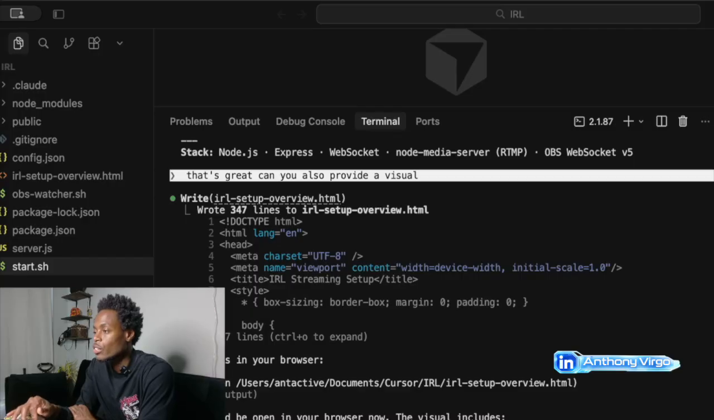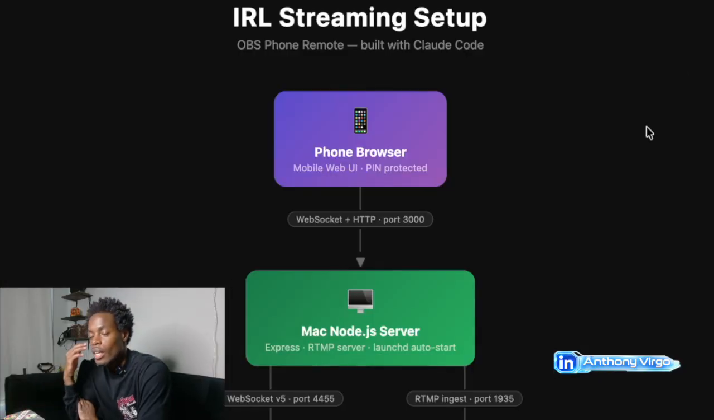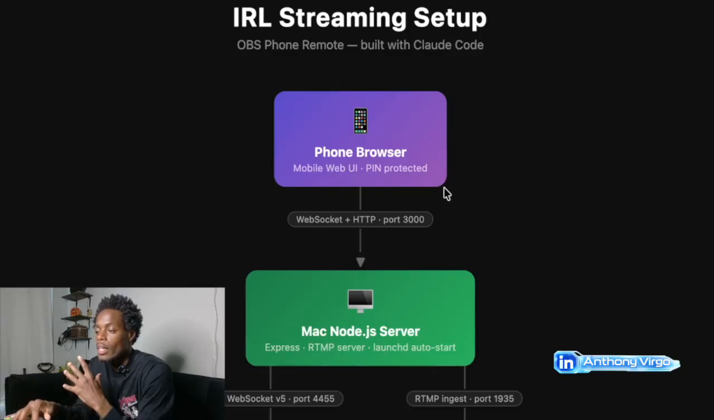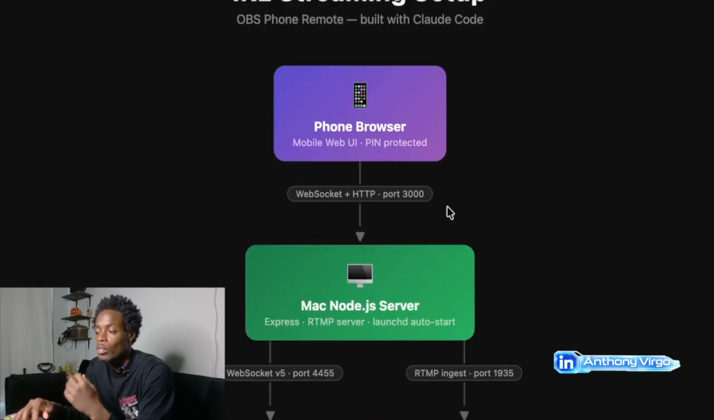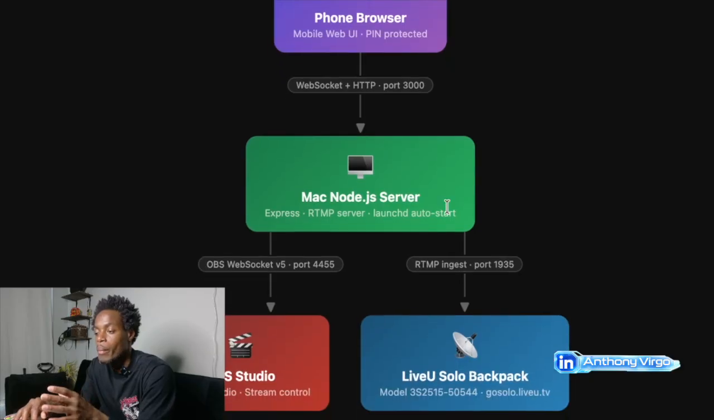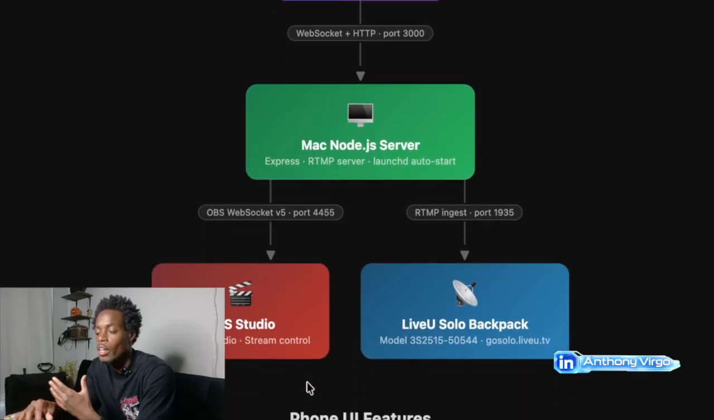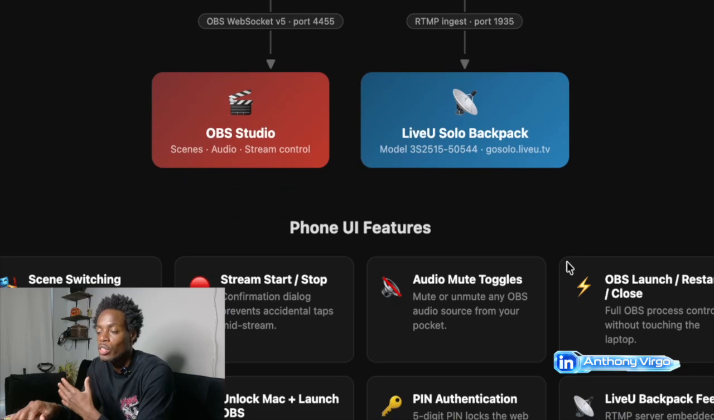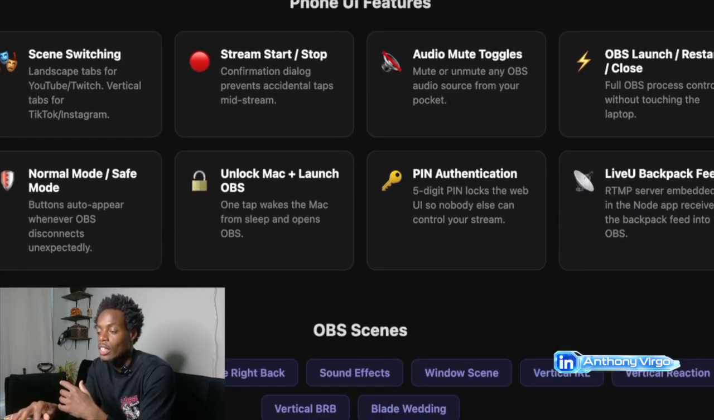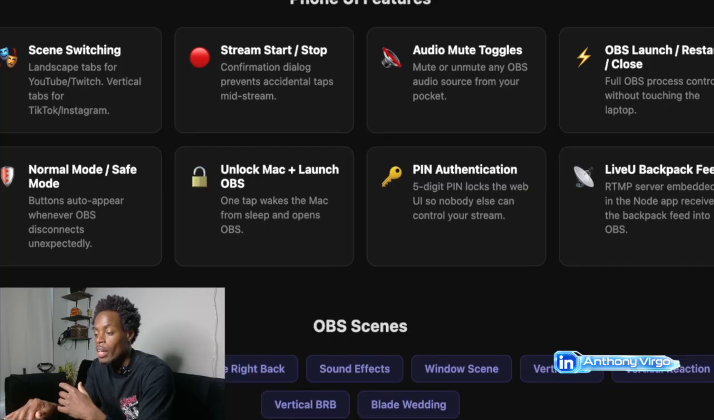So let me show you an actual visual breakdown so you guys have a better understanding of what I created. We created pretty much a web app that you're going to access from your iPhone. With the iPhone, you put in a PIN, and then it's gonna trigger into your MacBook, allowing you to launch OBS in your IRL backpack. Here are some of the features: switching scenes, starting your stream, muting, and then also launching and closing OBS. A lot of the stuff that I just talked about. Here are the scenes created, and pretty much the stop down at the bottom.